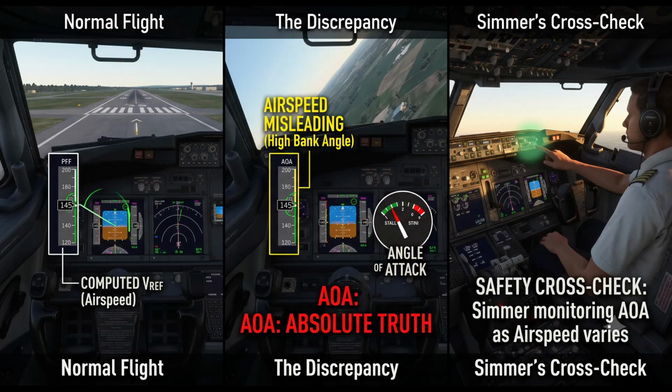But in civilian aviation and standard airliners, we primarily fly computed airspeeds like VREF or VAP. For us simmers, the angle of attack indicator is an invaluable safety cross-check. Airspeed can lie to you based on your aircraft weight and bank angle, but angle of attack tells you the absolute truth about how close your wing is to its limit.